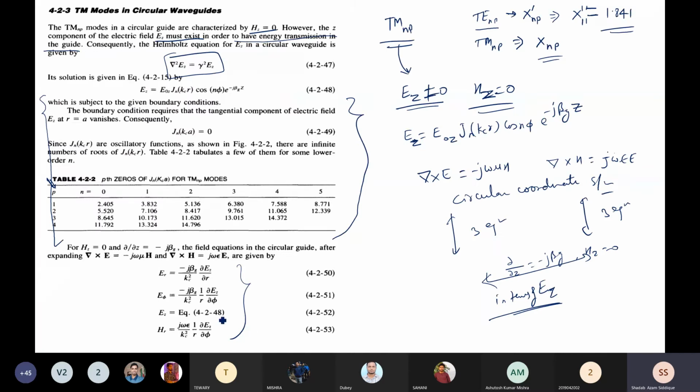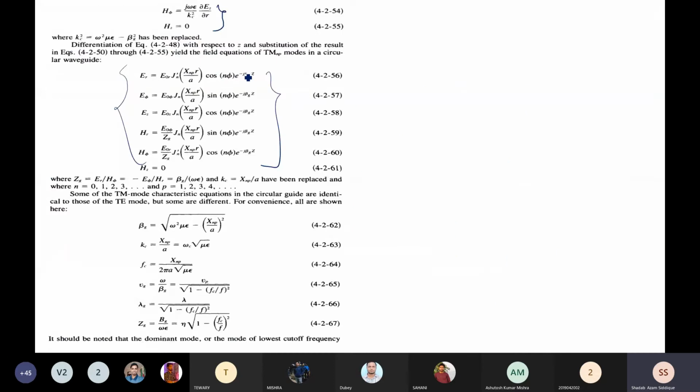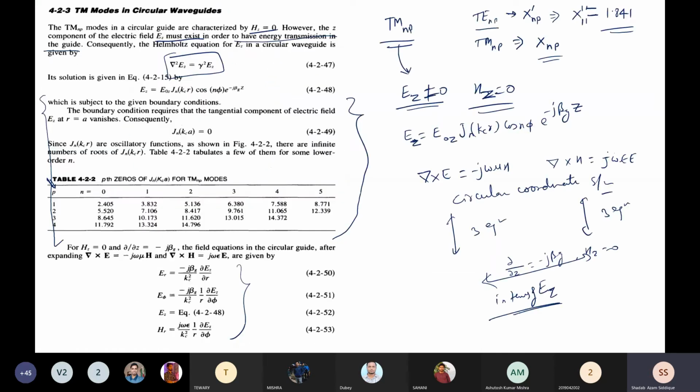Before going from this equation to this equation, in between we need to apply the boundary condition also, so that we can get the kc value, because we need to substitute kc. So we can apply the boundary condition. That boundary condition requires that the tangential component of electric field Ez at r equal to a vanishes. This is the component tangential to the direction of propagation, so this tangential component will be 0. That means J n(kc r) should be equal to 0.